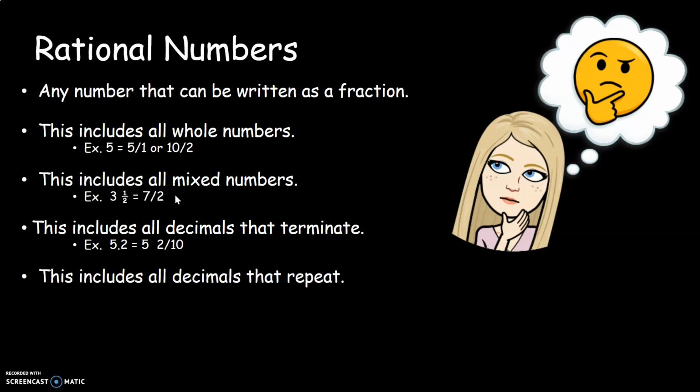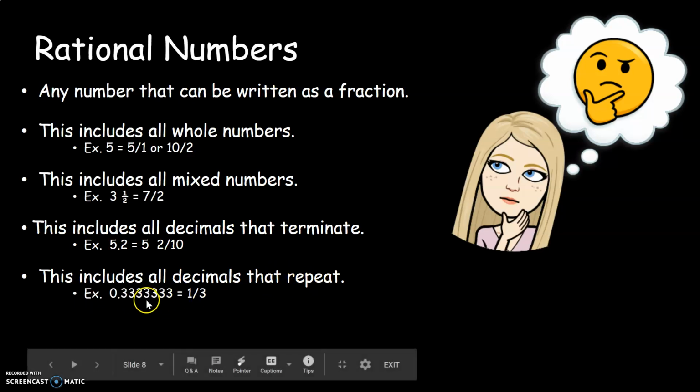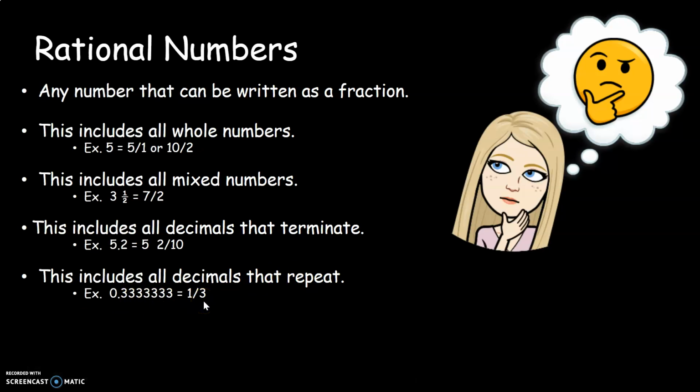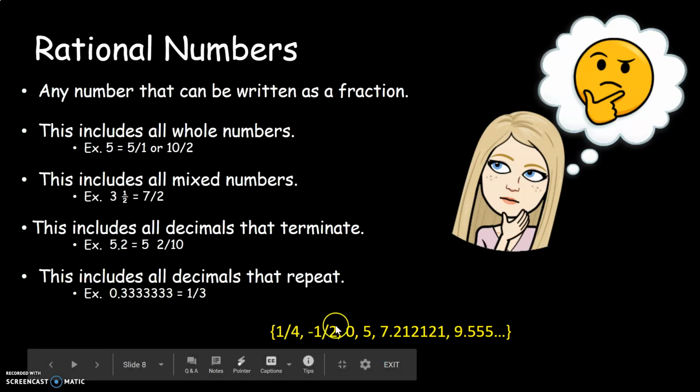The next one includes all decimals that repeat. So any number that can go on and on and on, but repeats that same number, that's the key concept, that it repeats, such as 0.3 repeating, that's the same thing as 1/3. So these are all rational numbers here. Rational numbers are any positive or negative number that can be written as a fraction. So as long as you can write it as a fraction, it will be a rational number. So this does include positive and negative.